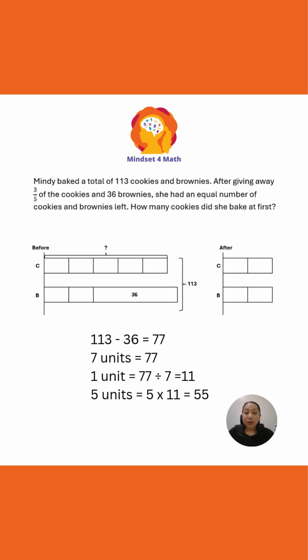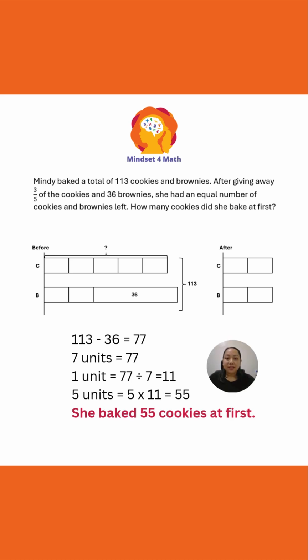Now we know that 1 unit is equal to 11, but we're not yet done. What is being asked here is what 5 units are equal to. So to get that, we need to multiply 5 by 11, and the answer is 55. She baked 55 cookies at first.